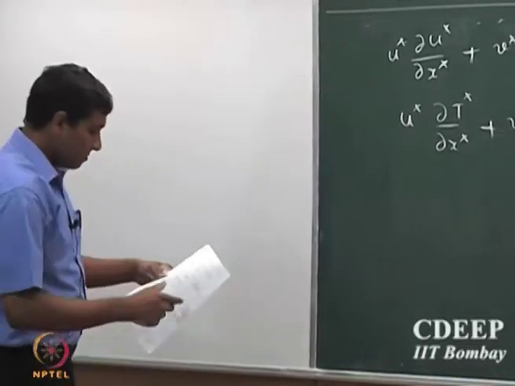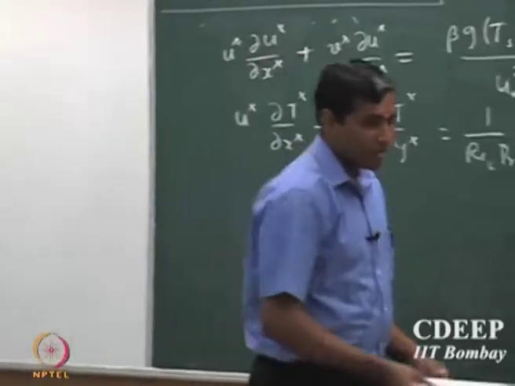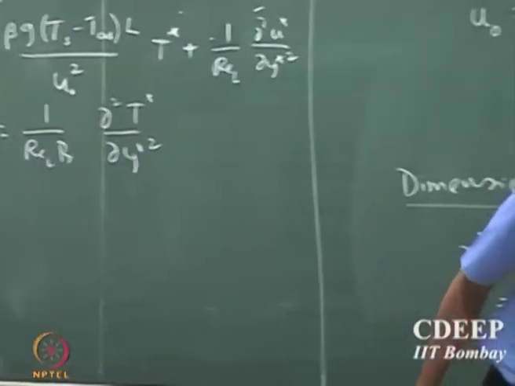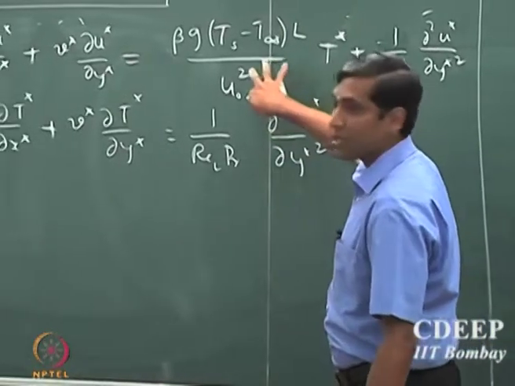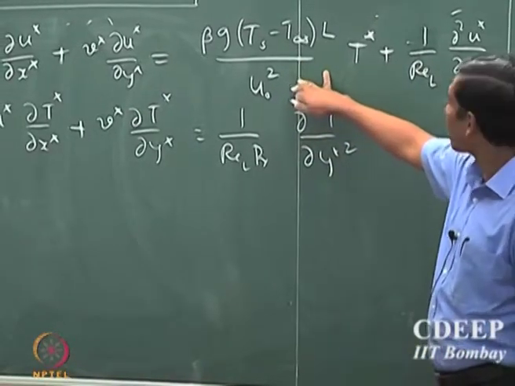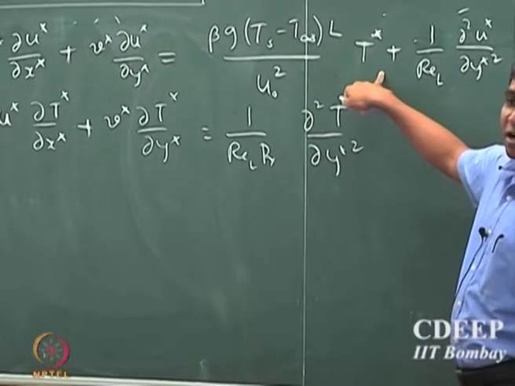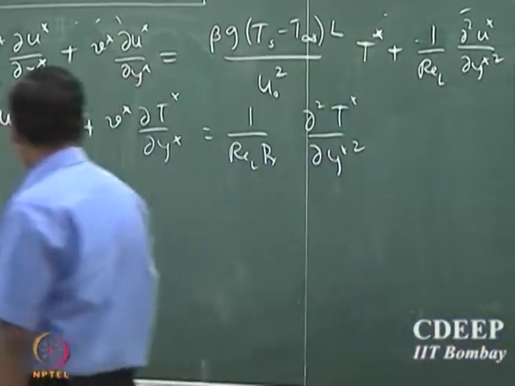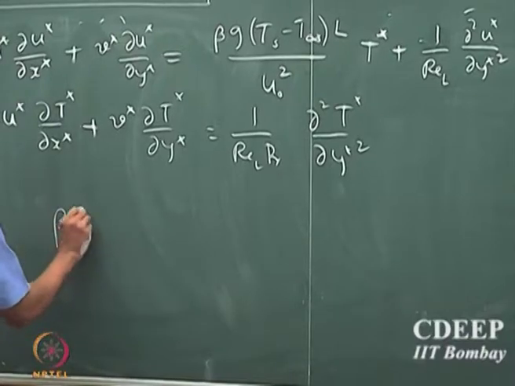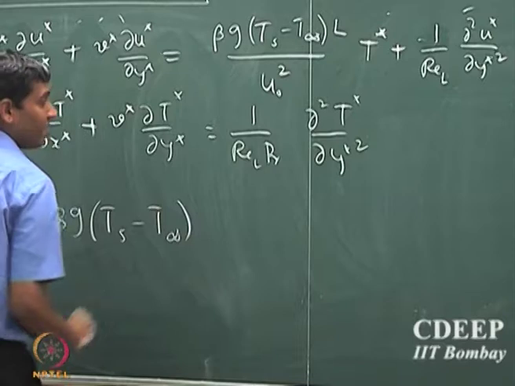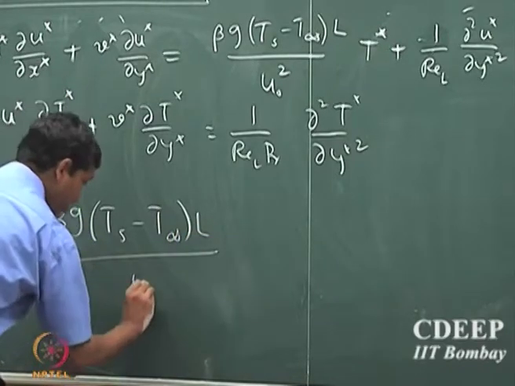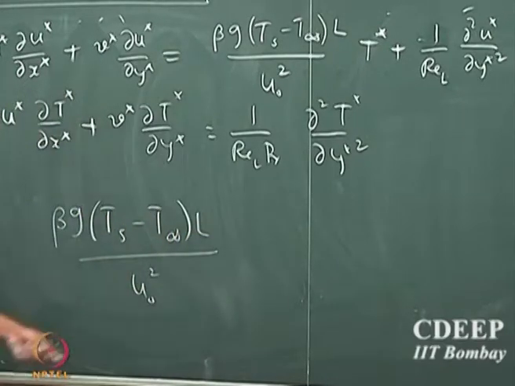Still, you can solve this problem by some transformation. We are going to see that in a short while. But before we do that, let us look at this expression, which is a coefficient to the local temperature. That's beta times g into (Ts minus T infinity) into L by u naught square. We still do not know what u naught square is. Remember that it is an unknown reference velocity.